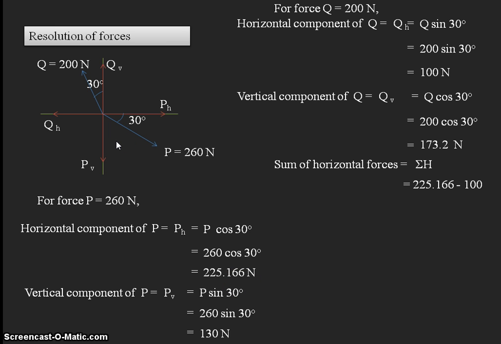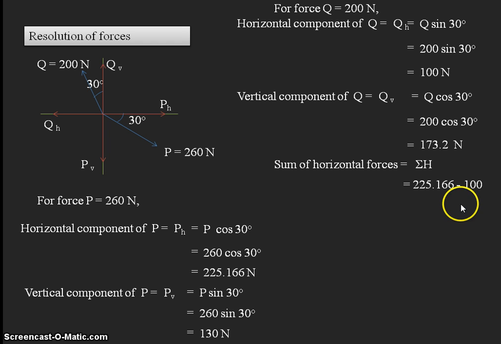So PH is 225.166 minus 100. This 100 is the horizontal component of Q. Here the horizontal component of Q, you got 100 newtons, and we have taken a negative sign because this QH is acting opposite to the PH. PH is acting in the x direction, and QH is acting in the negative x direction, so that's why PH is positive and QH is negative.